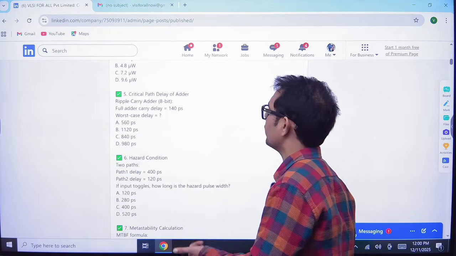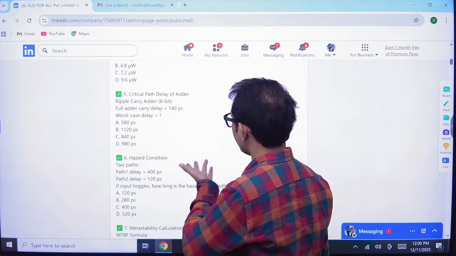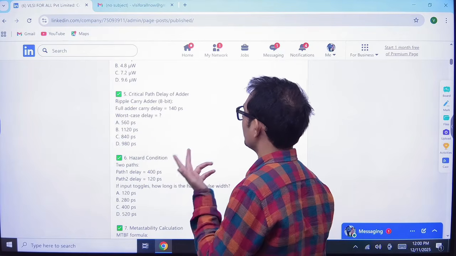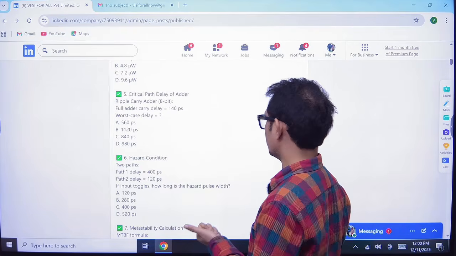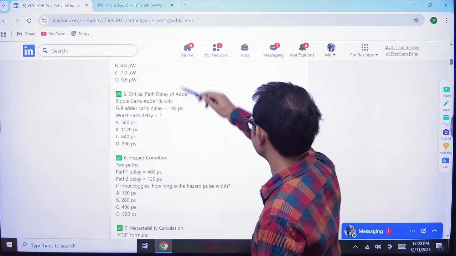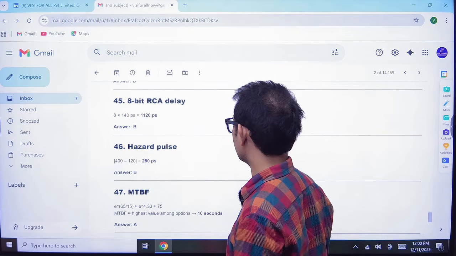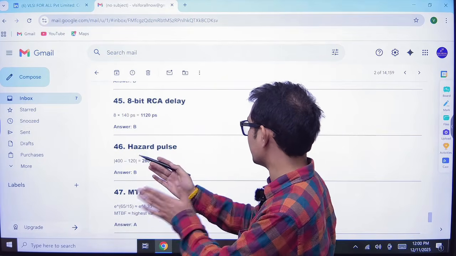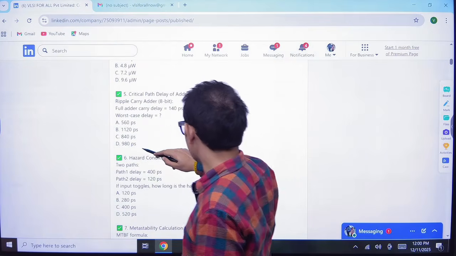Critical path delay for an 8-bit ripple carry adder. We are given the full adder carry delays. What is the worst delay? Worst case delay, right? So we have to see it. Just multiply it. Ripple carry adders have stages, so we have to multiply it once. Simple. So the answer is B.